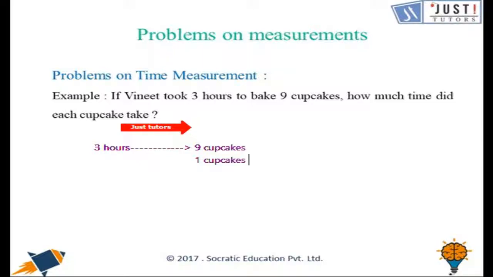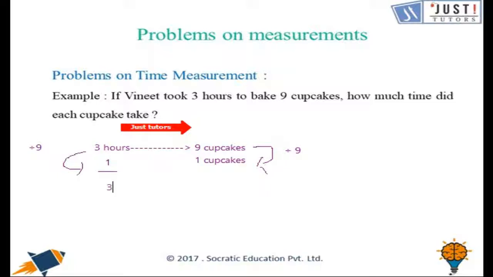So think what you'll do to reach from 9 to 1. Well, you're correct. So what you can do is divide that by the 9 itself, and we need to do the same thing here. So if you divide the other side by 9, so basically you're dividing 3 by 9, you'll get 1/3. So 1/3 of an hour.